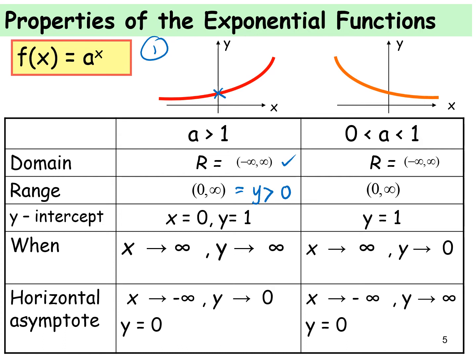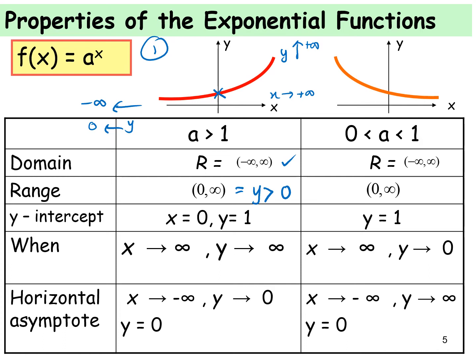And what happens when x approaches infinity? When x goes to infinity, at the same time y goes to positive infinity. For the horizontal asymptote, when x approaches negative infinity, at the same time y approaches 0. And the horizontal asymptote is y equals 0.